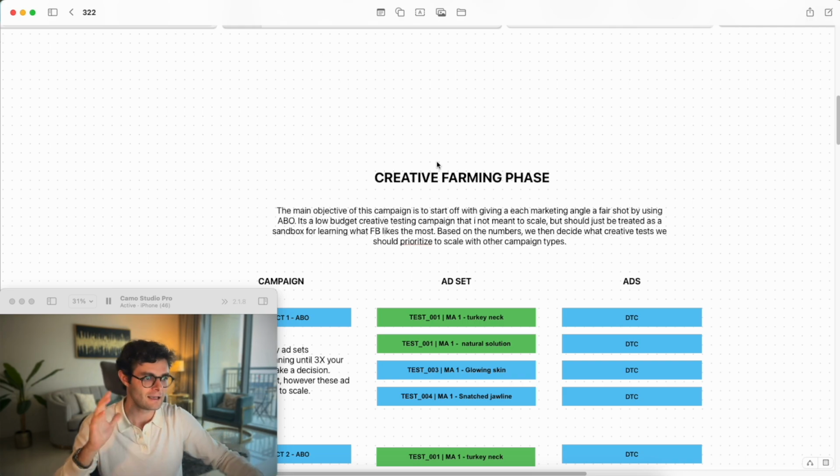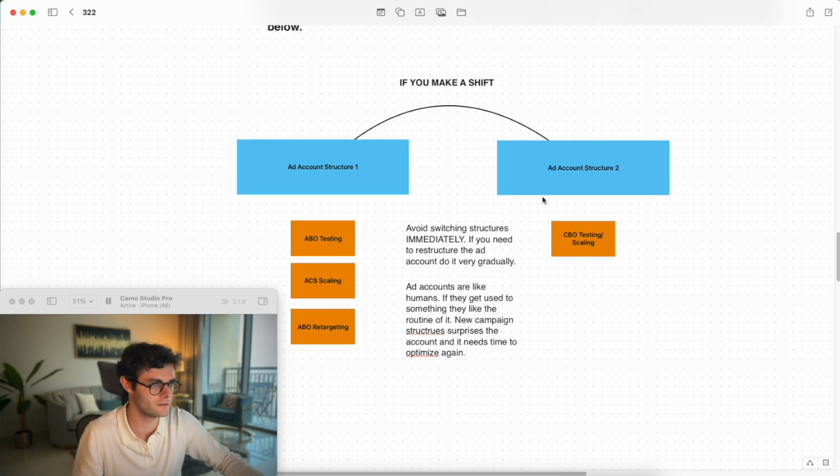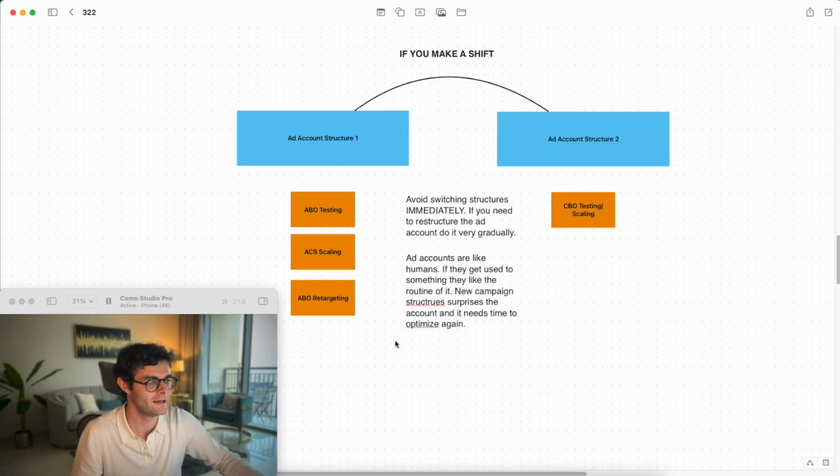We have to understand that, as I always say here at the bottom, let me just skip through the whole kind of sauce here. One second. If this is the ad account, it's used to doing ABO, ASC, and ABO retargeting, and they have a testing one. If we want this to be the ideal setup, we can't just go from here to here. So I always say, ad accounts are like humans. If they get used to something, they like the routine of it. Okay, so we like routine, right? Going to the same coffee place, it's a daily routine, right? So we like routine. So a new campaign structure surprises the ad account, and it needs more time to optimize again.